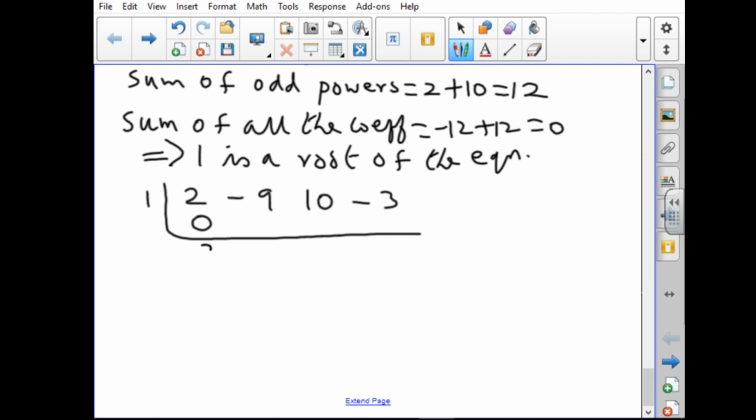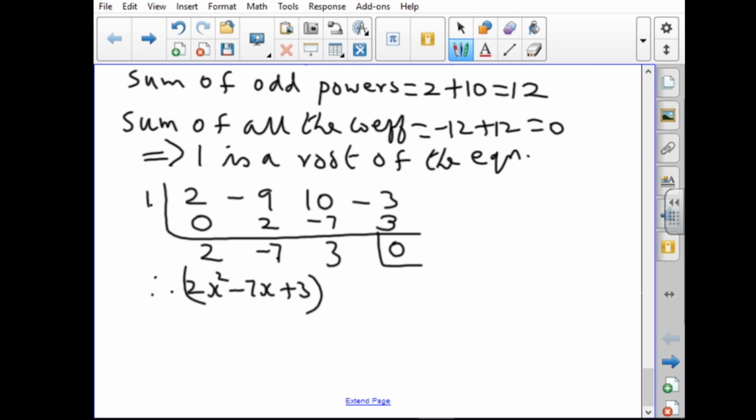So 2 plus 0 is 2. So 1 into 2 is 2. Add this, minus 7. Multiply this with 1, so minus 7. And when you add again, we get 3. 3 into 1 is 3. Add this, we get 0. Therefore, what is the other equation? 2x square minus 7x plus 3 into x minus 1 is equal to 0 is the cubic equation.